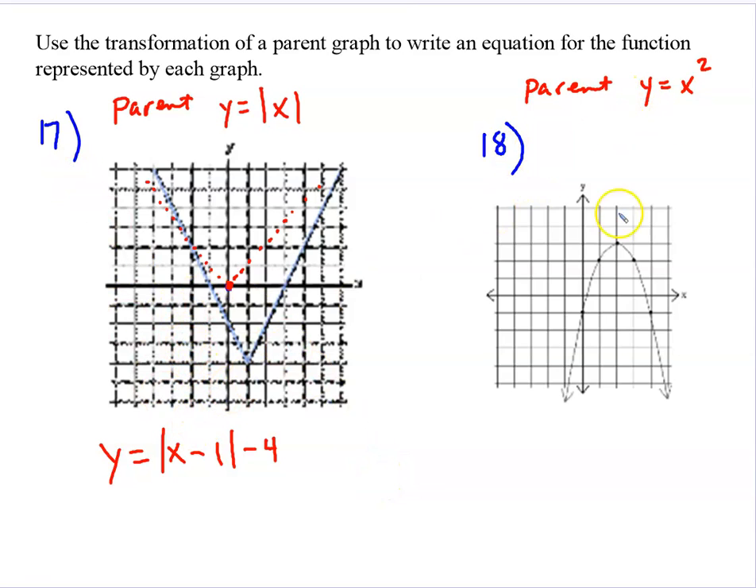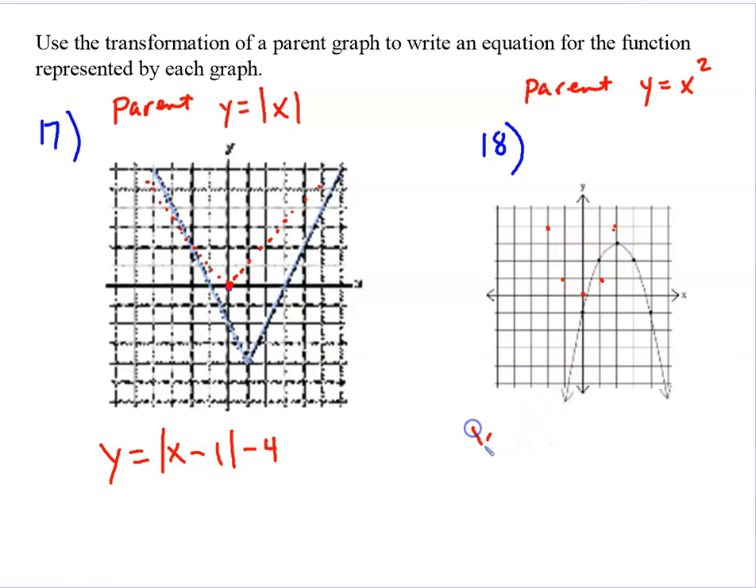And then number 18, we've already said this is the parent quadratic function. It's a parabola. So let me just give you an idea of what the parent looks like. It would do this, go through these points. It would be a U shape opening up, vertex at the origin. Well, according to this, we've taken this parent and we've shifted it 2 to the right, 3 up, and we've flipped it over.